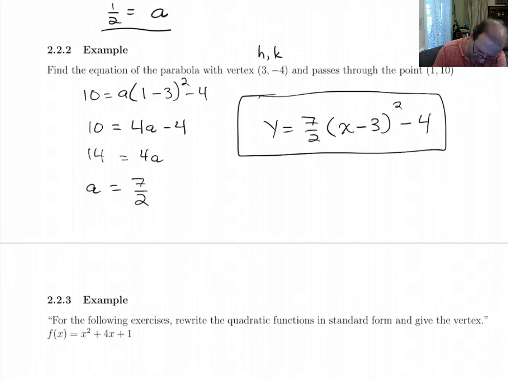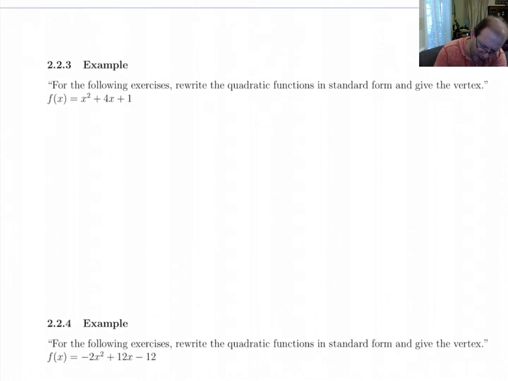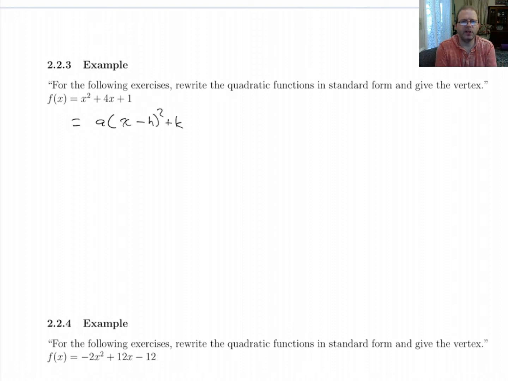Okay, these last problems, I took the wording of these directly out of the textbook because it says, for the following exercises, rewrite the quadratic functions in standard form and give the vertex. I think what they're wanting you to do here is take this and somehow mangle it into a times (x plus or minus h) squared plus k.